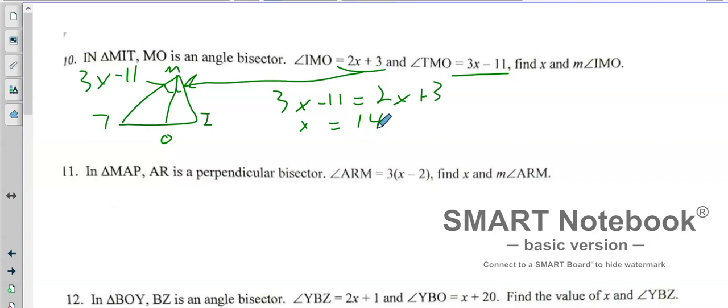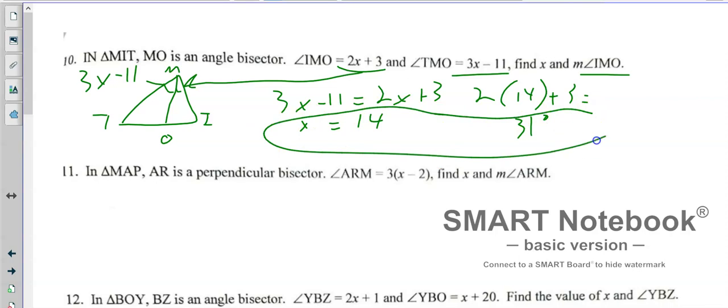X is 14. But remember, it also says find IMO. So we're going to plug in 14. 2 times 14 plus 3 equals 31 degrees. 28 plus 3.